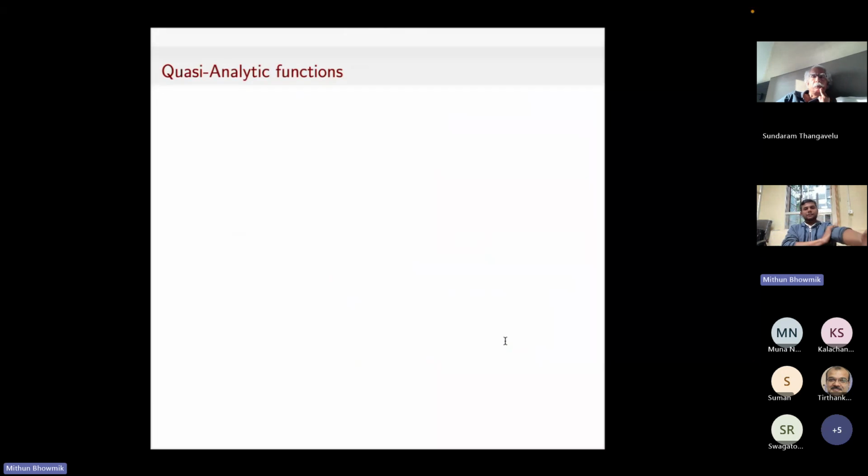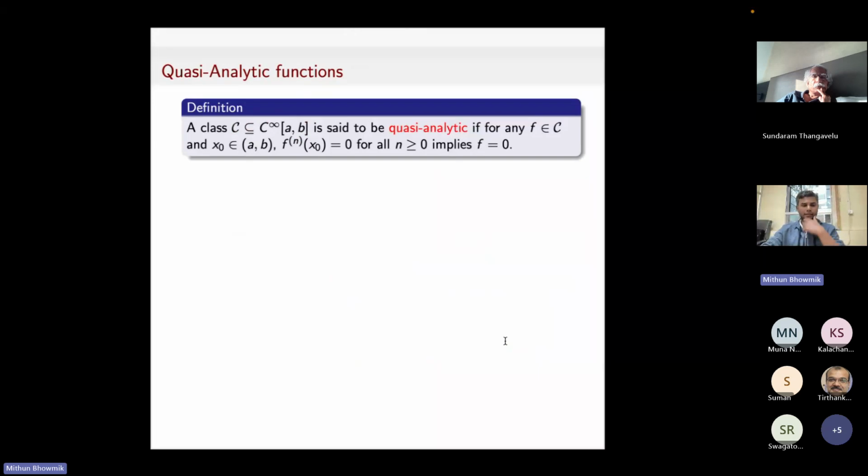Okay, so what are quasi-analytic functions? Quasi-analytic functions are a generalization of analytic functions. It says that whenever we have a smooth function on an interval, and if at some point it has an infinite order zero, that function has to vanish. This is the definition of the quasi-analytic class. Whenever we have a function in that class, if there exists a point of infinite order zero, that function has to vanish.